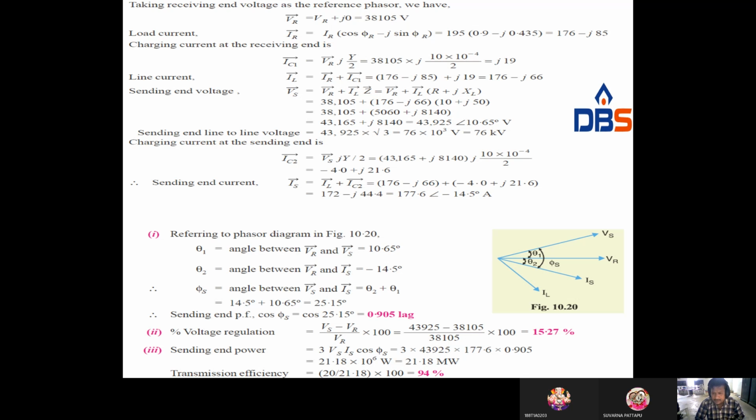Is there any doubt? Please ask me. Tomorrow's class I will explain the surge impedance loading and charging current. So in that class, the EPTS second unit is completed. Next class, tomorrow's class, the second unit is completed. So is there any doubt? Please ask me.